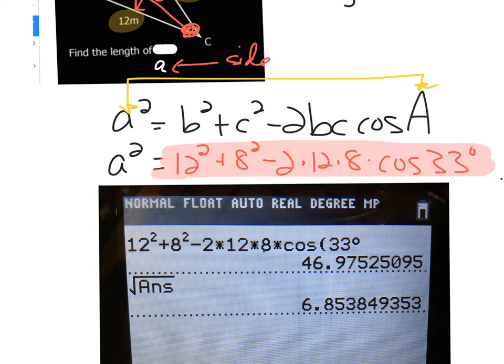So here, when you enter the entire right-hand side, you should have gotten this 46.97 number. And then you're going to take the square root of the previous answer. Remember, how you get to the previous answer on your calculator is the second button and then the negative button. So then it takes the square root of that 46.9 number. So here to the nearest tenth, side A is going to be 6.9.